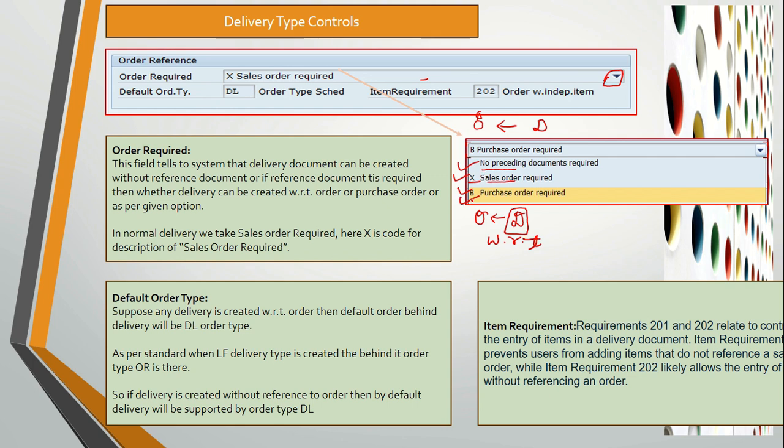The third option is B. B is saying that PO is required, right? PO full form is purchase order. It means the system will check, as I am going to create the delivery, whether reference has been taken of the purchase order or not. It means delivery can only be created with reference to a purchase order. Which delivery? The delivery type where we are working.